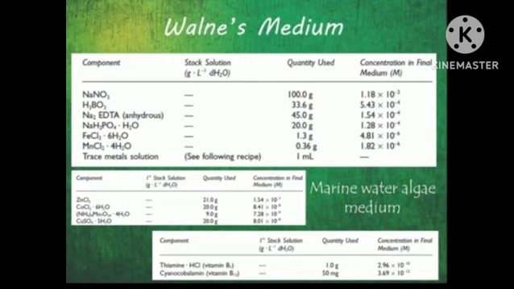And next, Walne's medium. This is a marine algae medium for marine microalgae. It is commonly used for Isochrysis and Chaetoceros algae. It has a main nutrient stock for the final medium. Make the trace metal solution and the first stock, and the vitamin stock is added separately.